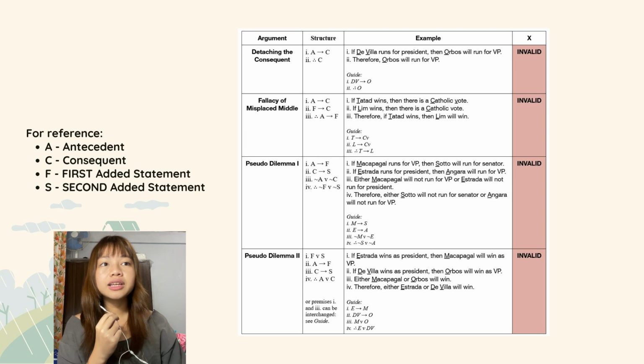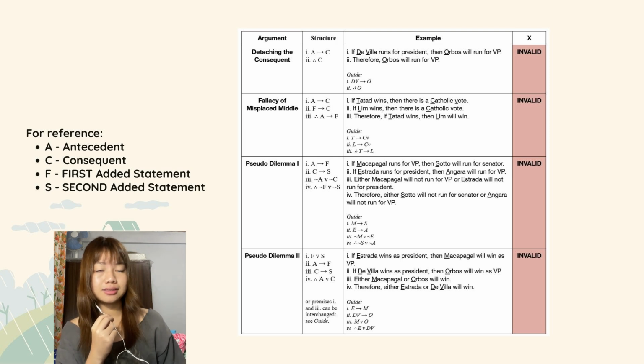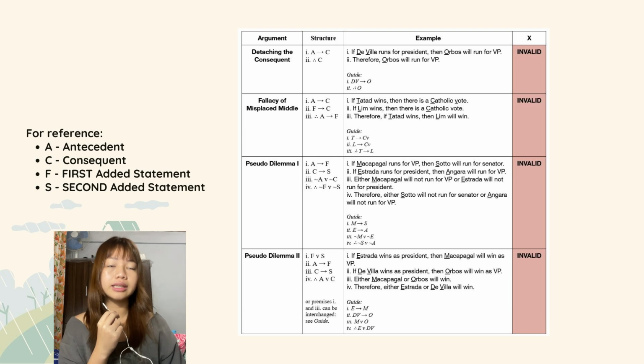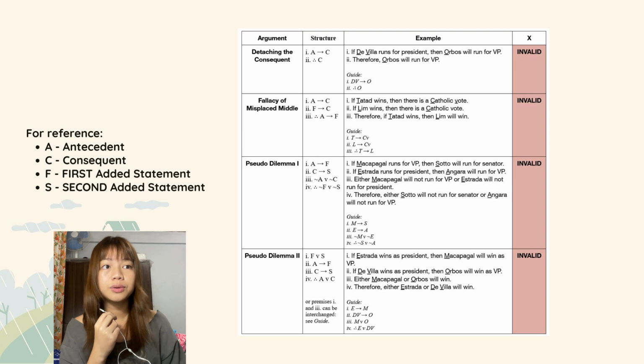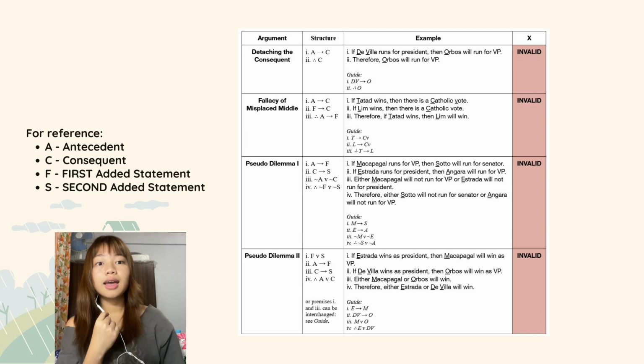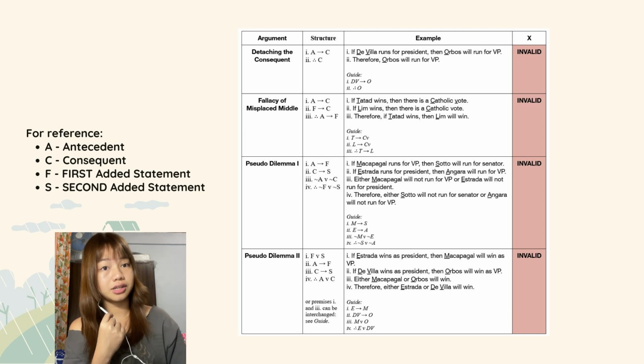Now, we're down to the last 4 complex argument forms, which are more invalid arguments. The first one on the slide is called detaching the consequent. This is another invalid argument because you cannot conclude the consequence from a conjunction. Even if a conjunction's antecedent is true, it doesn't necessarily or automatically mean that the conjunction's consequence is also true. Then we also have the fallacy of misplaced middle, which should not be confused with hypothetical syllogism.